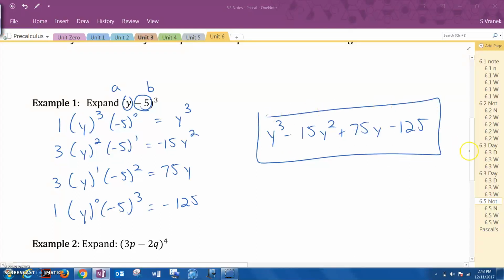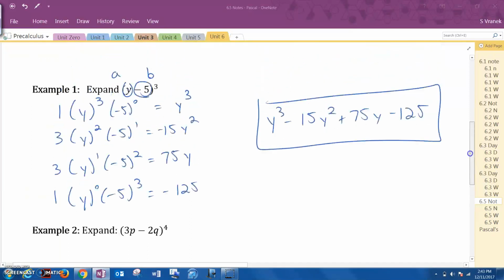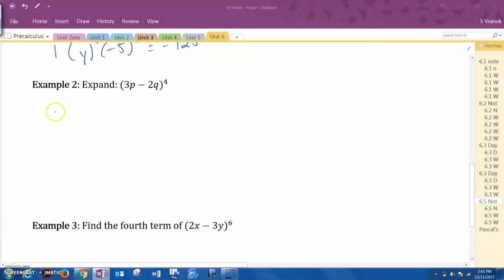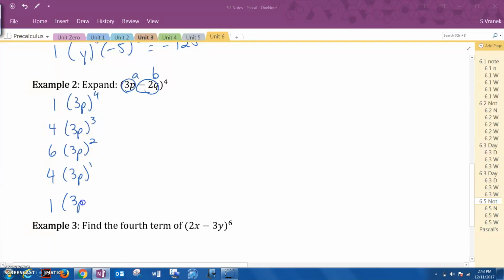Okay, so let's do another one. This one's raised to the 4th, so we look up here. The 4th row is 1, 4, 6, 4, 1. So I need to multiply these numbers to what I have to do. A is this, B is this. So we start off with 3p to the 4th, and I'm going to keep going and just do this. So it starts off at the 4th and goes down. And then negative 2q starts at 0 and goes up.